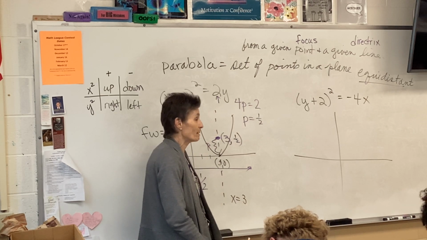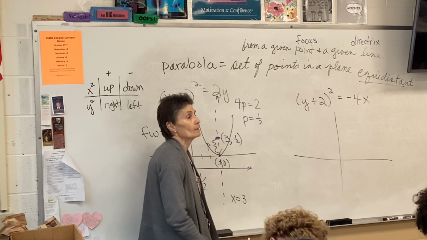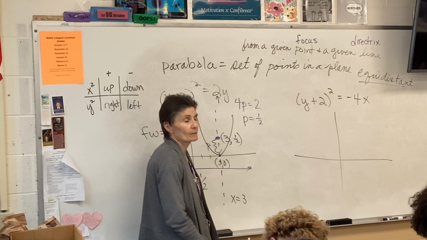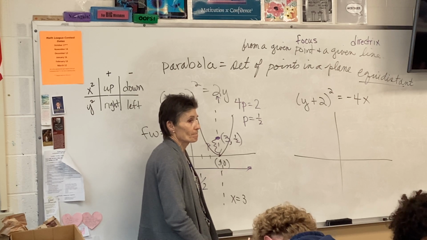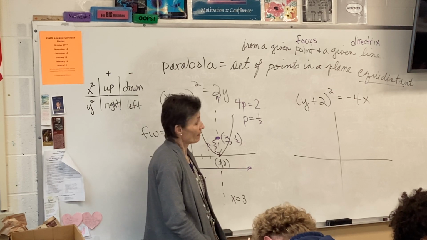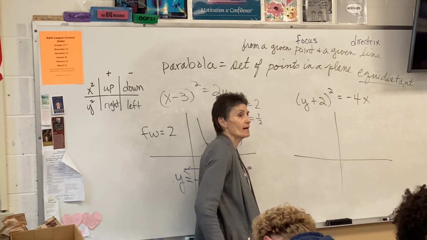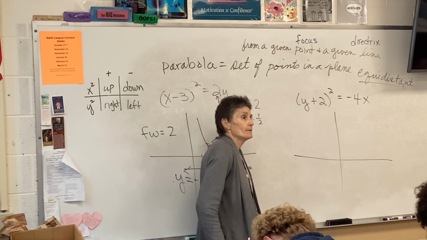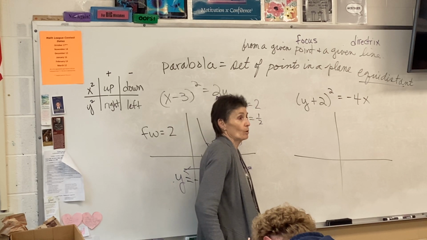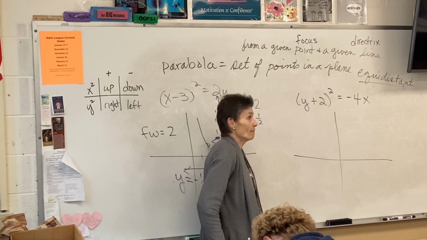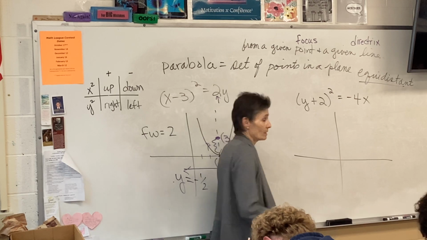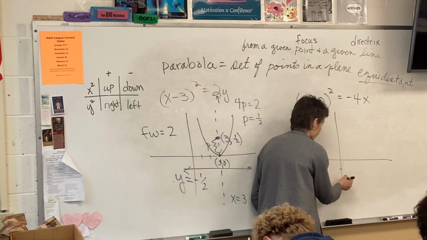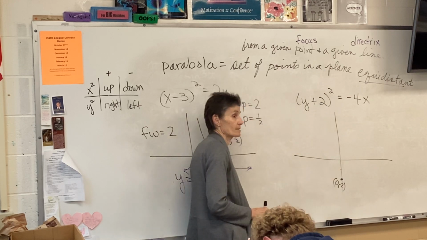Where's my vertex? Be careful. Be careful. What's added or subtracted? Not multiplied, added or subtracted to the x? Nothing. So my x coordinate's 0, and my y coordinate is -2. So your vertex is at 0, -2. That is your vertex.